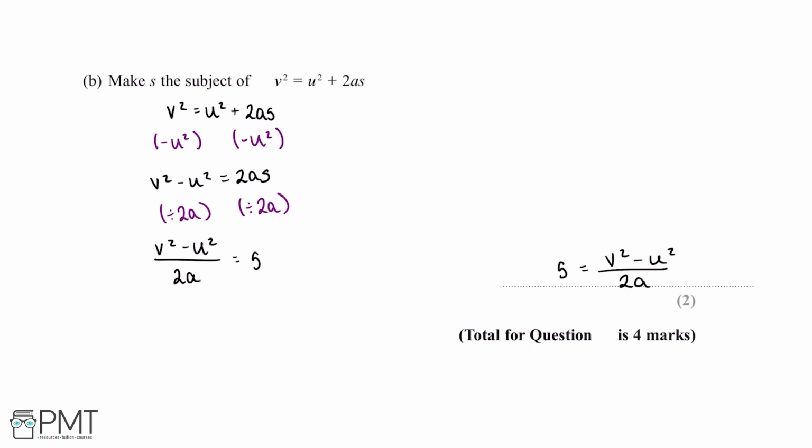Now this question's worth 2 marks. We'll get our first mark for minusing u squared from both sides of this equation, and we'll get our second mark for completing the method in order to get the correct final answer.